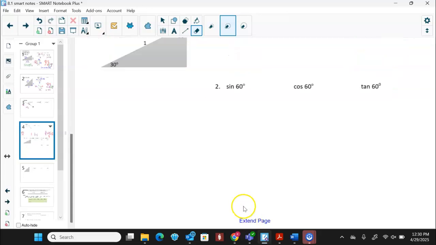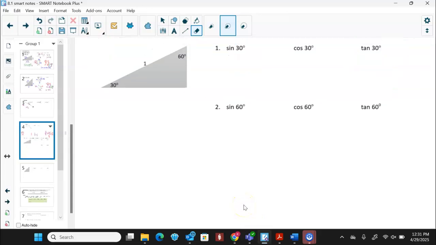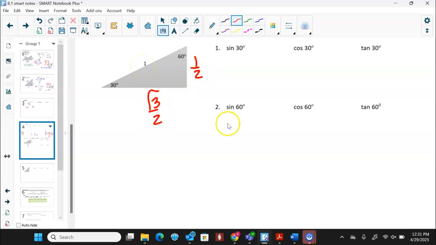Move it a little lower here. All right. So this was 1/2, root 3 over 2, and then 1, okay? So now sine 60. So sine, again, it is opposite over hypotenuse, okay? So 60 is right here, okay? Opposite is root 3 over 2, over hypotenuse, which is 1. So it's root 3 over 2.